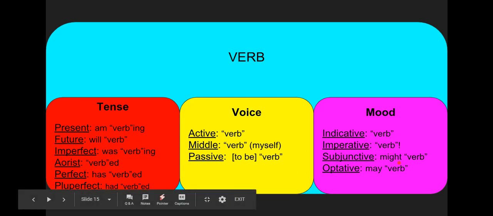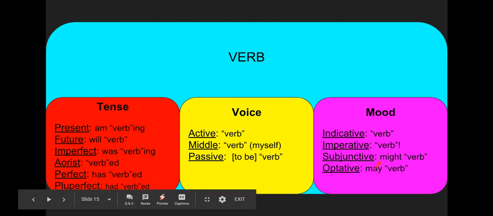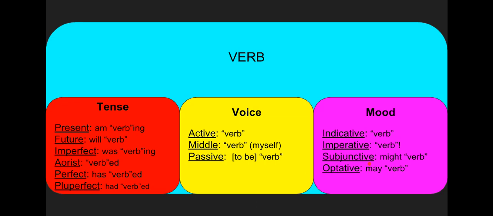Subjunctive is more doubtful. John might explain the love of God. And optative is the most doubtful. John may explain the love of God. They're actions that haven't happened and they might happen, they're more doubtful. In biblical Greek, the distinctions between optative and subjunctive are not as large as they were in earlier forms of Greek.